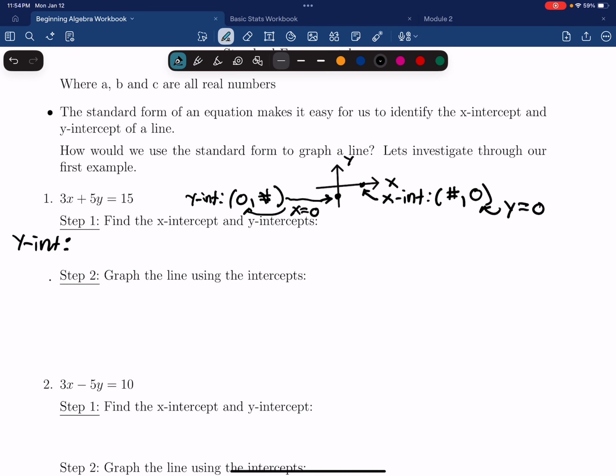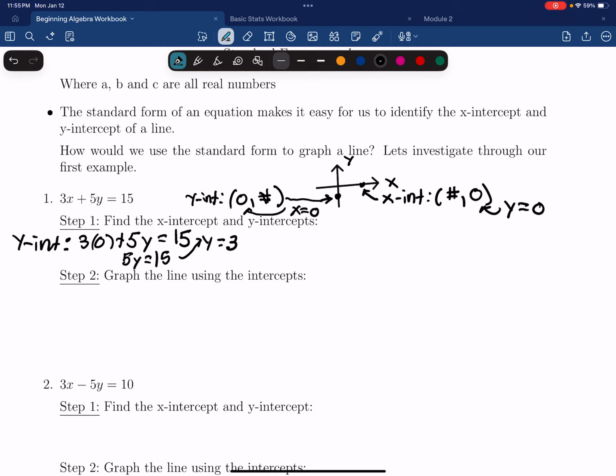So for a y-intercept, we're going to plug in x equals 0. So we're going to have 3 times 0 plus 5y equals 15. Now let's solve for y. Well, 3 times 0, that's just 0, so that goes away. And all we're left with is 5y equals 15. To solve for y, we divide by 5 on both sides of the equation, and that gets us y equals 3.